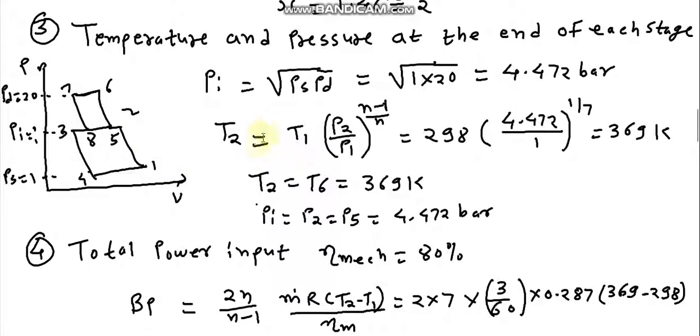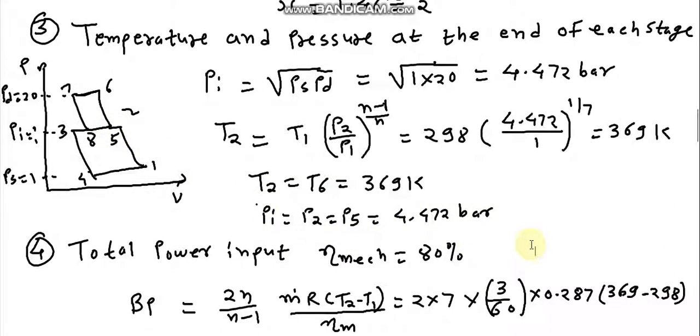And now next we find out the intermediate temperature T2. T2 by T1 is equal to P2 by P1 raised to the power (n minus 1) upon n. We know T1, we calculate P2, and P1 we know is 1 bar. So we get the intermediate temperature as 369 Kelvin, and thus T2 is equal to T6, that is perfect intercooling, and T1 is equal to T5. T1 equals T5, T2 equals T6, and the intermediate pressure is P2 equal to P5 equal to 4.472 bar.